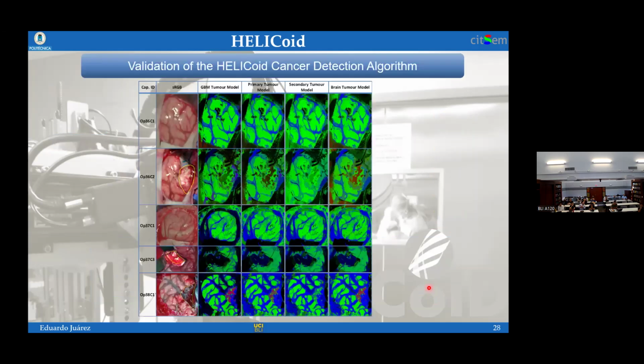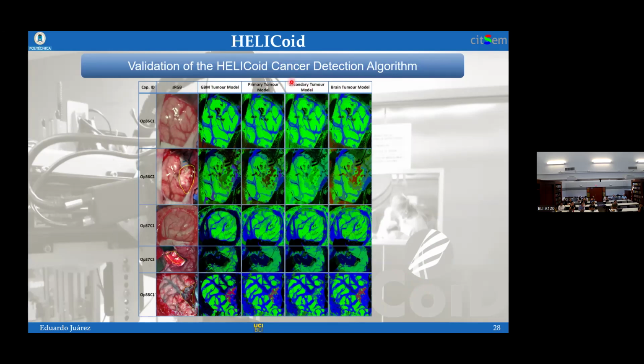So we validate the algorithm. For this validation, we use different models. Here the columns represent the different models. The first column corresponds to training only with glioblastoma. The second one with all the primary tumors we were able to get, glioblastoma and meningioma. And then the third corresponds to secondary tumors.